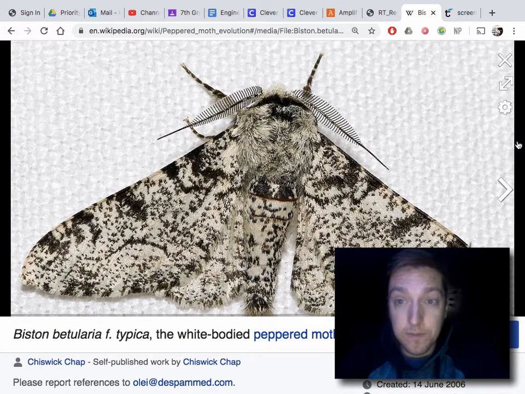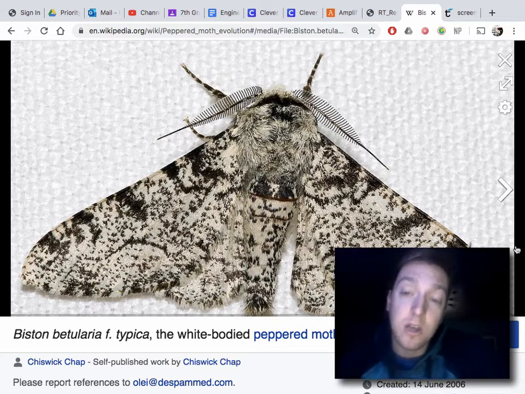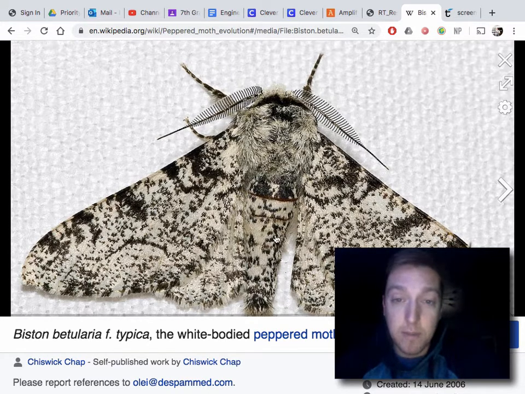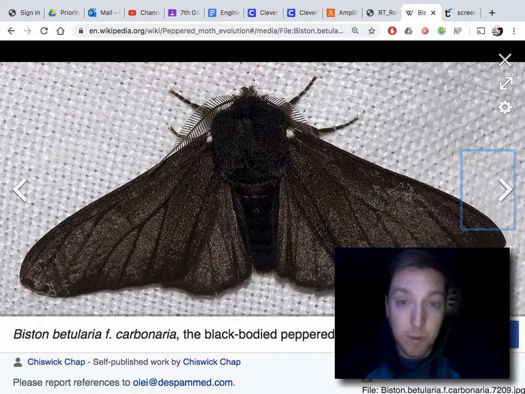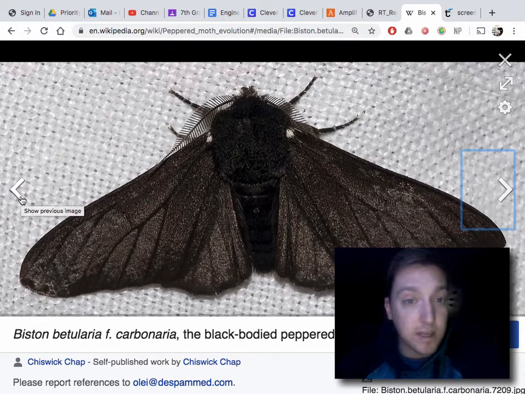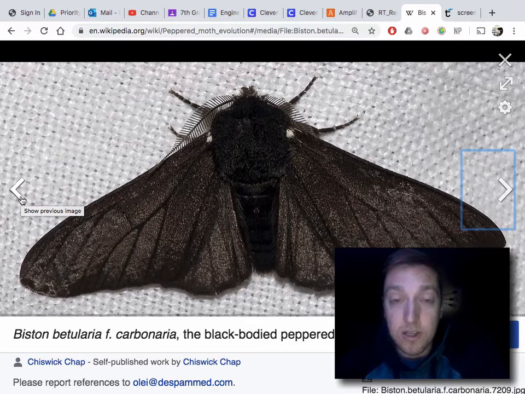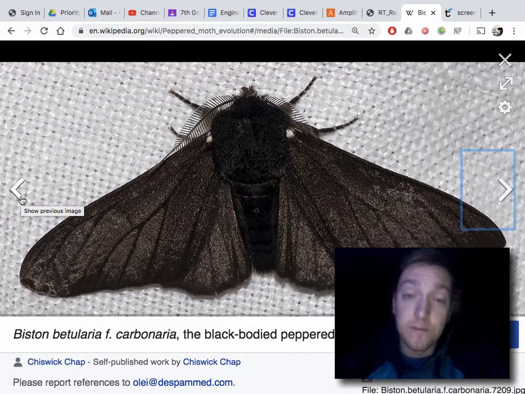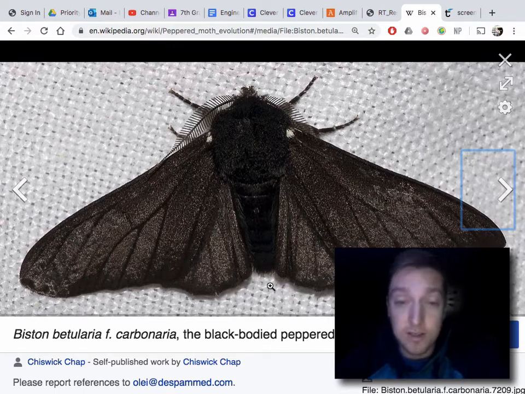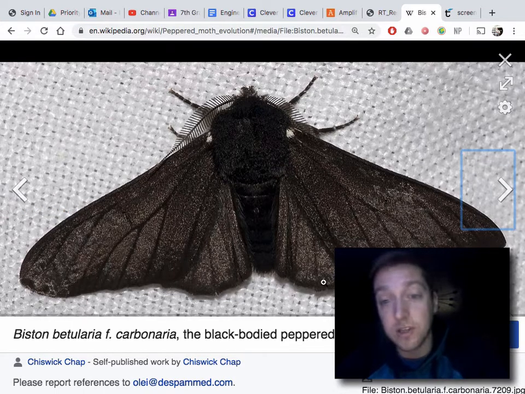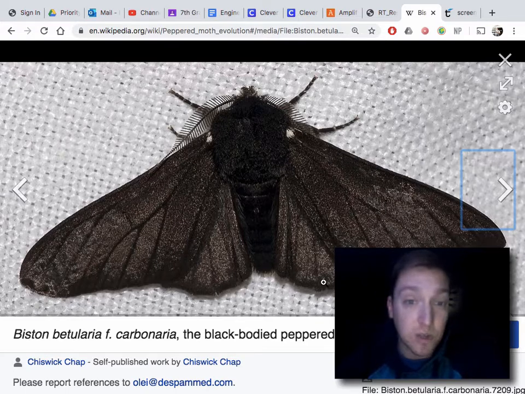In England before the Industrial Revolution, this is the peppered moth, and the peppered moth was common throughout England, but during the Industrial Revolution, the peppered moth doesn't look so peppered anymore. It got very dark, and the reason that this happened is because during the Industrial Revolution, there was so much pollution from the factories. This was before all the polluting laws, that the trees actually were covered in basically soot.